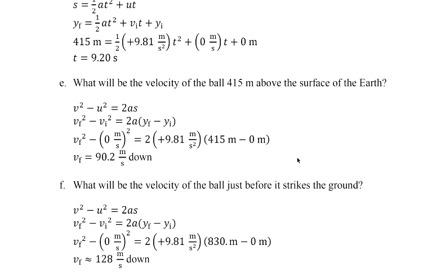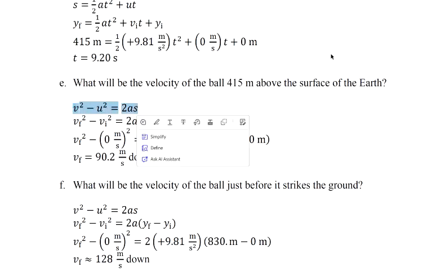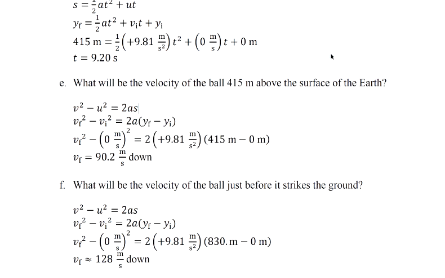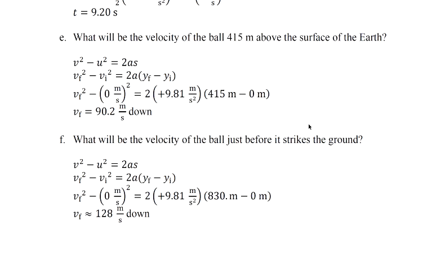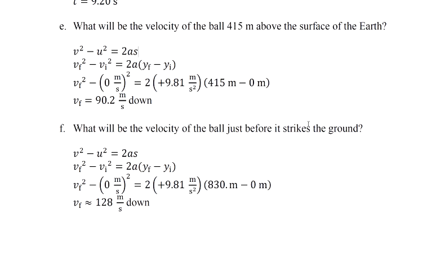Part E: What will be the velocity of the ball 415 meters above the surface of the Earth? We're going to use this equation. V is final velocity, u is initial velocity, a is acceleration, s is change in displacement, which is s final minus s initial. Plug in for the variables we know, solve for v final. Part F: What will be the velocity of the ball just before it strikes the ground? So y final is 830, y initial is 0.